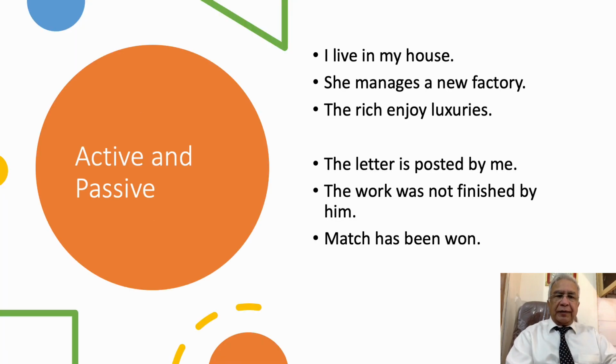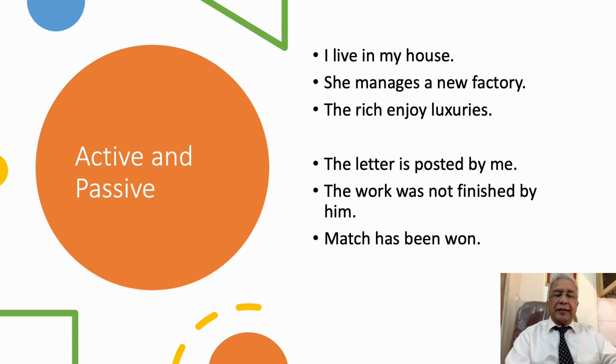Students, now look at this slide. You will see that there are two sections of sentences. The first section is that of the active voice and the second section is that of the passive voice. Now what is the difference? I live in my house: subject in the beginning, the person who's working. She manages a new factory: she is in the beginning, who works, that is the subject. The rich enjoy luxuries: again, the rich, that is the subject in the beginning.